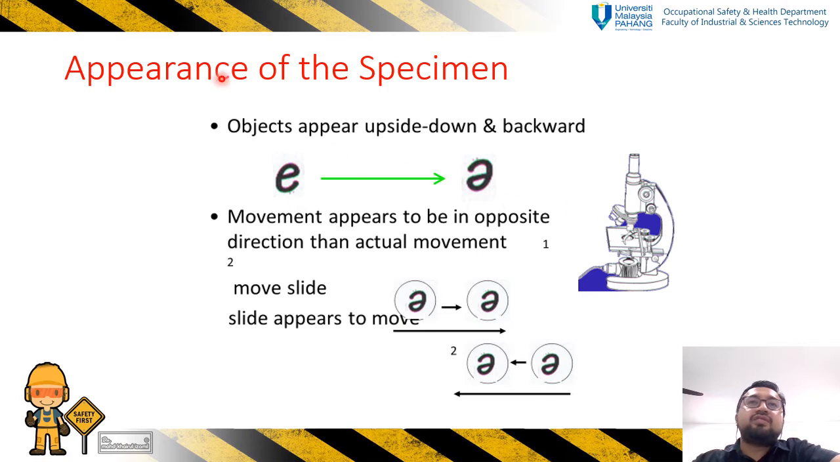So appearance of the specimen. Bila kita melihat sesuatu specimen under microscope, objects appear upside down and backward. Dia bukanlah keadaan yang sebenar. Dia sebenarnya adalah, kalau kita tengok benda tu sebenarnya dia terbalik. Kalau atas dia ke bawah, bawah ke atas, upside down and backward. And bila kita gerakkan, movement appears to be in opposite direction to the actual movement. Kalau kita move slide tu ke kanan, sebenarnya benda tu ke kiri. Bila kita ke kiri, dia ke kanan. So benda ni pun kena ingat. Okay.